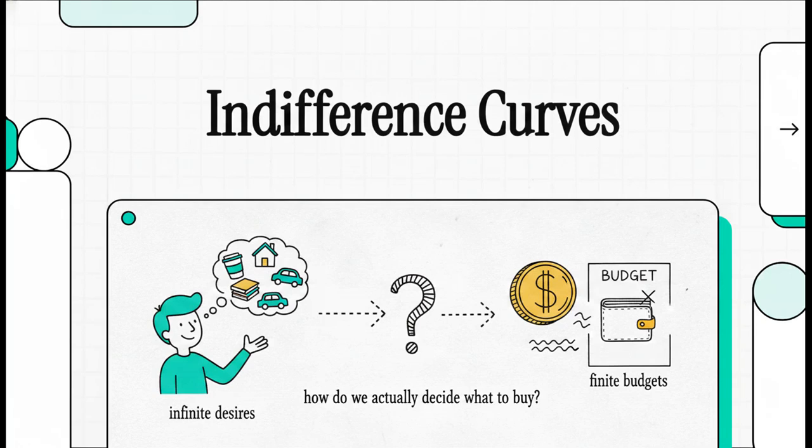Welcome to this explainer. Okay, so today we're going to map out exactly how we, as consumers, make choices. Think about it. We all face the exact same fundamental challenge every day. We're constantly trying to balance our infinite, totally boundless desires against our finite, very real world budgets. But how do we actually decide what to buy?